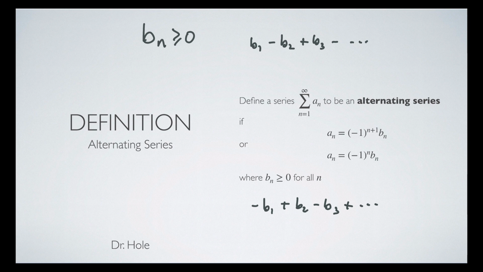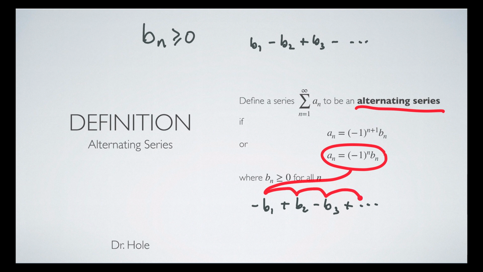If n is equal to 1, then these terms would start positive, then negative, back to positive, negative. An alternating series where the an's are written out in this form would begin negative, positive, negative, positive, and so forth. Alternating series.